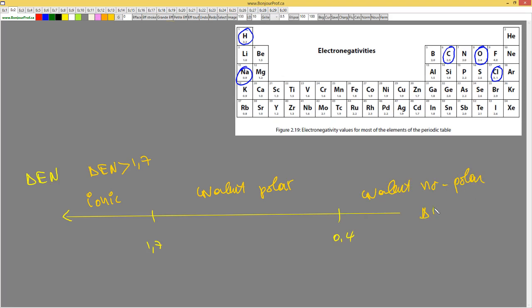What does it mean, non-polar? Delta EN less than or equal to 0.4. Here, delta EN is between the two. Good. It is between the two. Let's write it here: delta EN bigger than 0.4, but less than 1.7. So we have a scale, and this scale will tell us what's happening. We're going to do another example, and that's it.